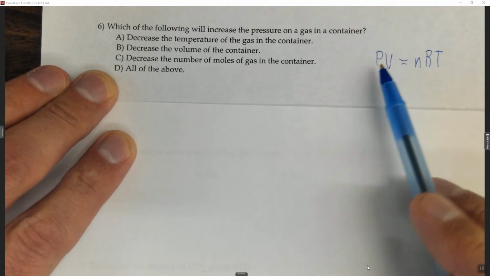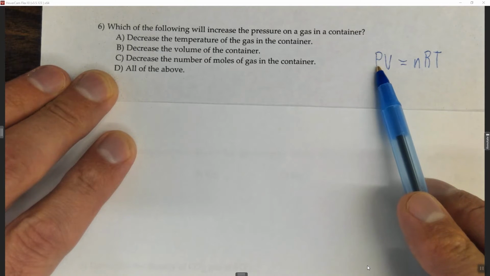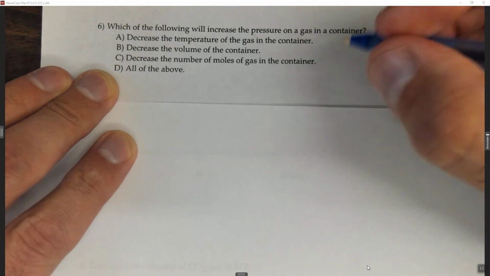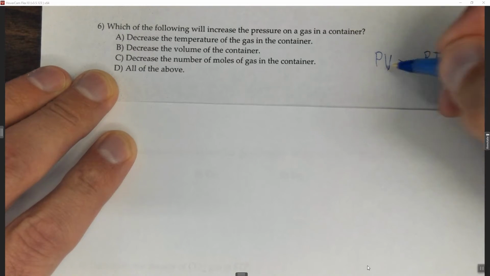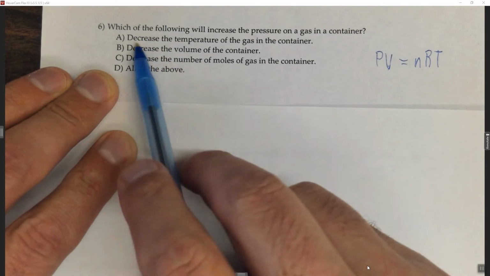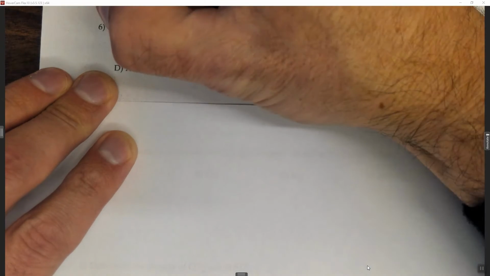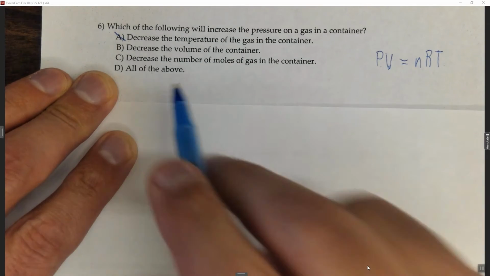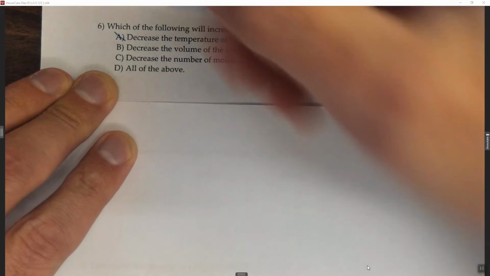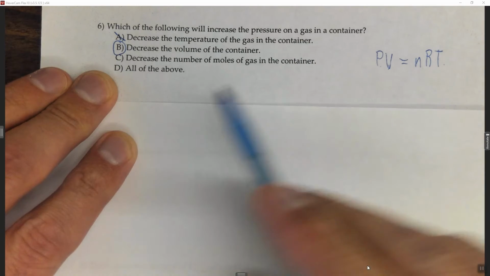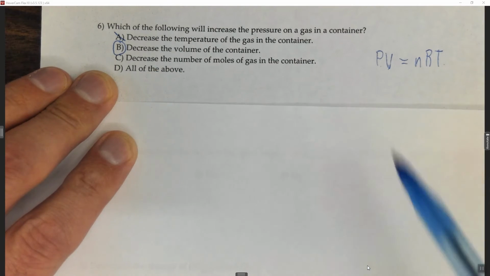How about volume? If you want to increase the pressure on a gas, you need to decrease the volume. So this is inversely proportional. Decreasing the temperature will also decrease the pressure, so that's not going to work. If you want to increase the pressure, you can decrease the volume of the container. That's what's going to work. And you can't decrease the number of moles.